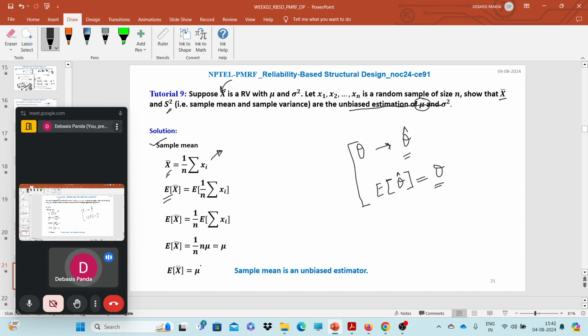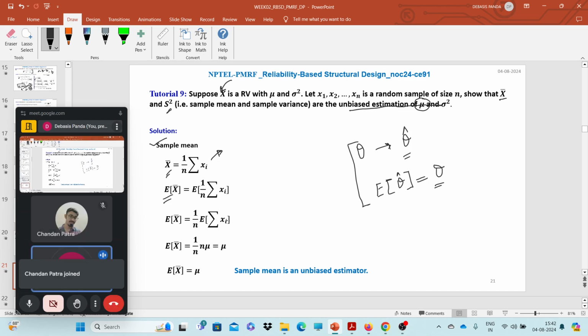So what we will get? 1 by n multiplied by n times of mu. Why mu? Because expectation of xi will give that mu value. So finally, we have found that expectation of the sample mean is equal to the mean of the random variable. That means your sample mean is an unbiased estimator, right?